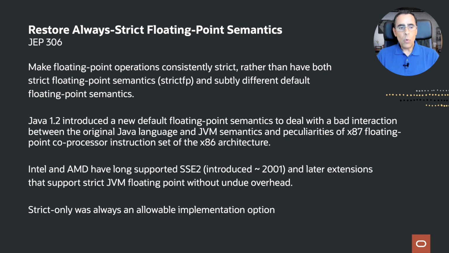Around 2001, processors started offering new extensions that would allow the more strict floating point semantics without all of that additional overhead. We are therefore now going back to strict floating point semantics as the only option. This is unlikely to affect existing applications, as having strict execution was always an option in the runtime.